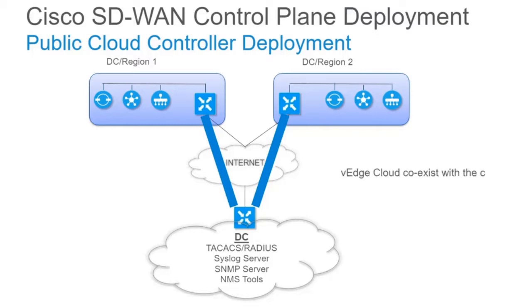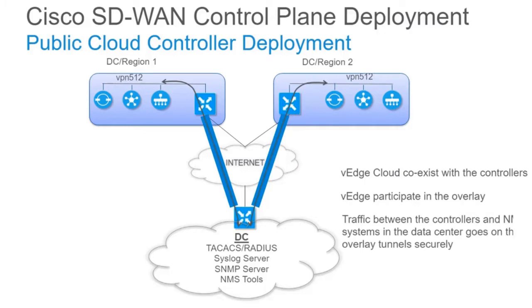There is a standard design where a software vEdge or vEdge cloud is deployed along with the controllers in the cloud. The vEdges become part of the overlay, and the network management interfaces of the controllers are placed in a management VPN on the vEdge cloud. This provides secure communication between the controllers and the services hosted in the data center.